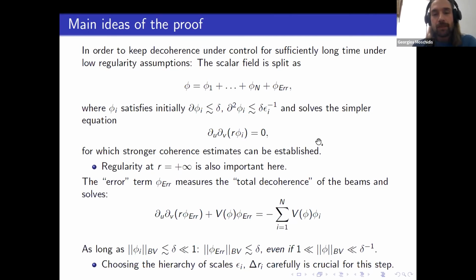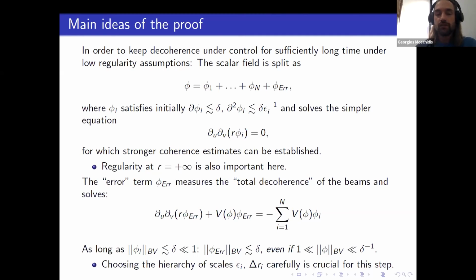Let's look at the scalar field, and let's decompose the scalar field into a sum of model scalar fields which satisfy a better equation plus an error term. So those fields phi I here, these correspond to the beams of matter, and this equation here is the equation that would be satisfied by those fields if we ignore the nonlinearity, right? So here we decompose phi into a number of model solutions of an equation which creates beams that are very well localized. And then this error term here captures the effect of decoherence.